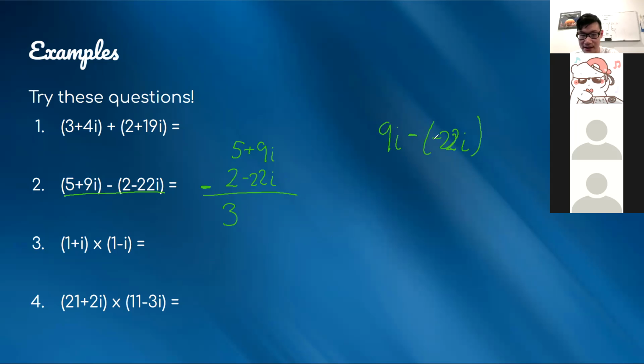You'll notice that we have two negatives here, right? Because we're subtracting a negative. Whenever we subtract a negative, it becomes a positive, because two negatives always make a positive, right? So 9i minus negative 22i is the same thing as 9i plus 22i, which is 31i. So this would be the answer. Does everyone get this? I want to make sure that you guys are completely clear about this so that we can move on to the next one.